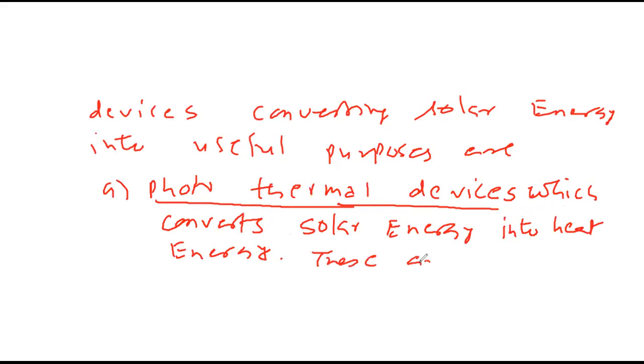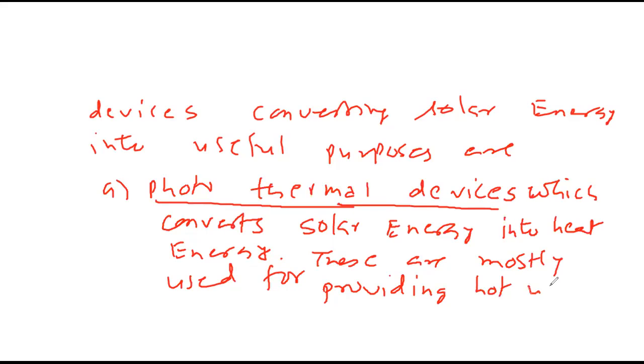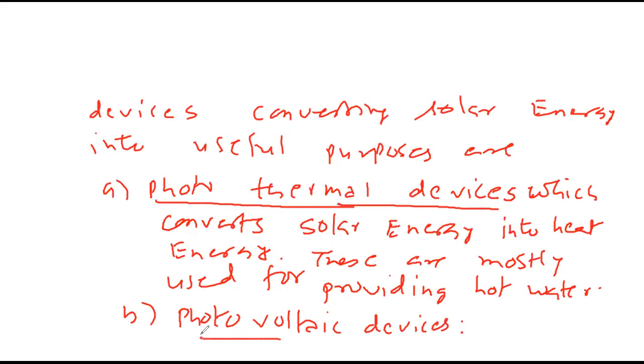These are mostly used for providing hot water. B, photovoltaic devices. Photothermal, photovoltaic. Thermal means heat, voltaic means electrical energy potential.